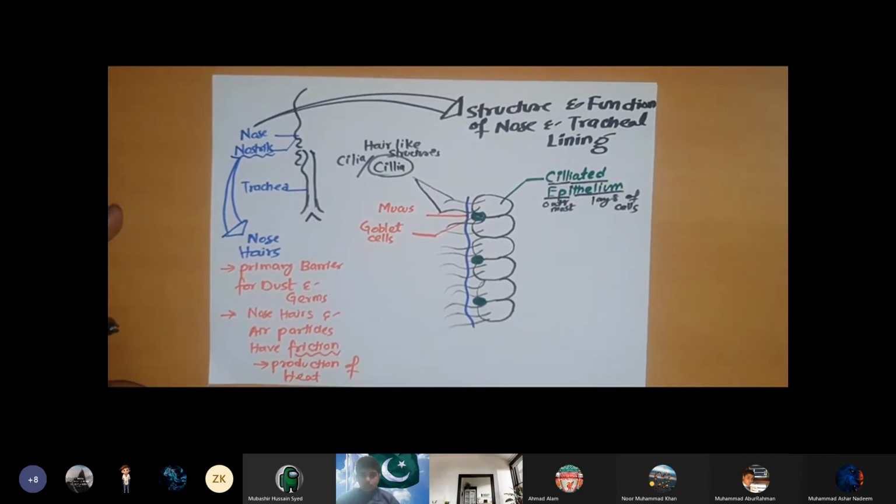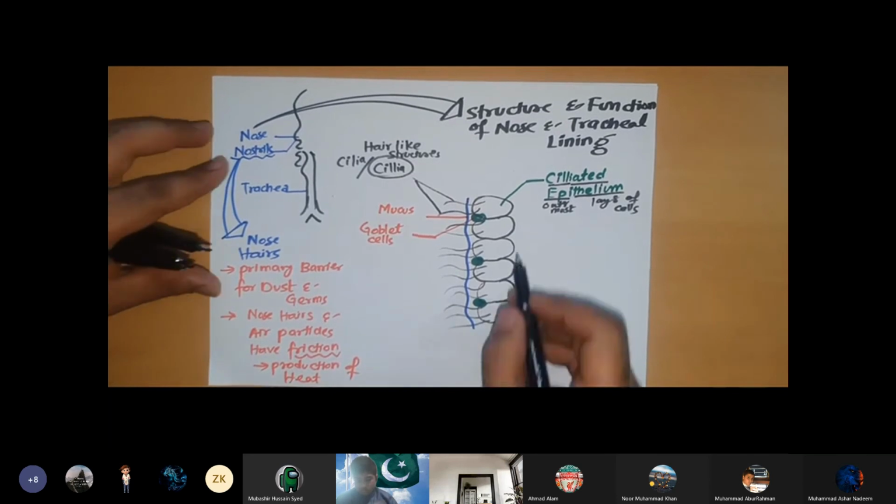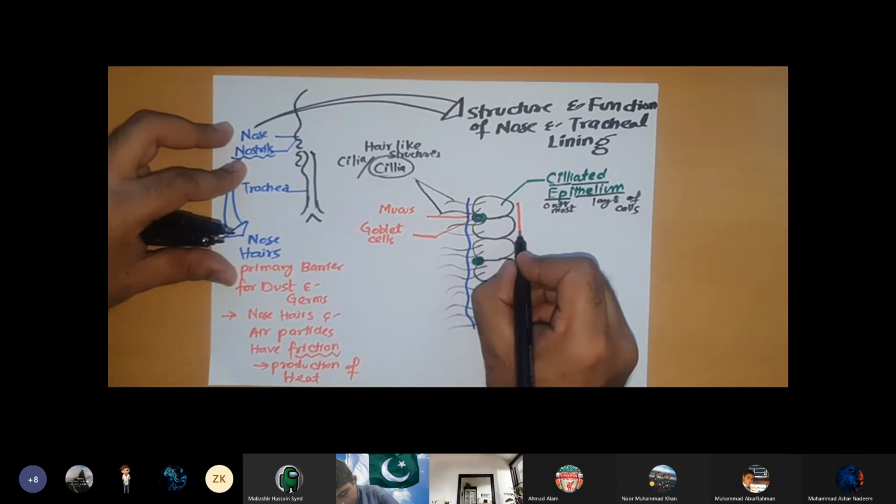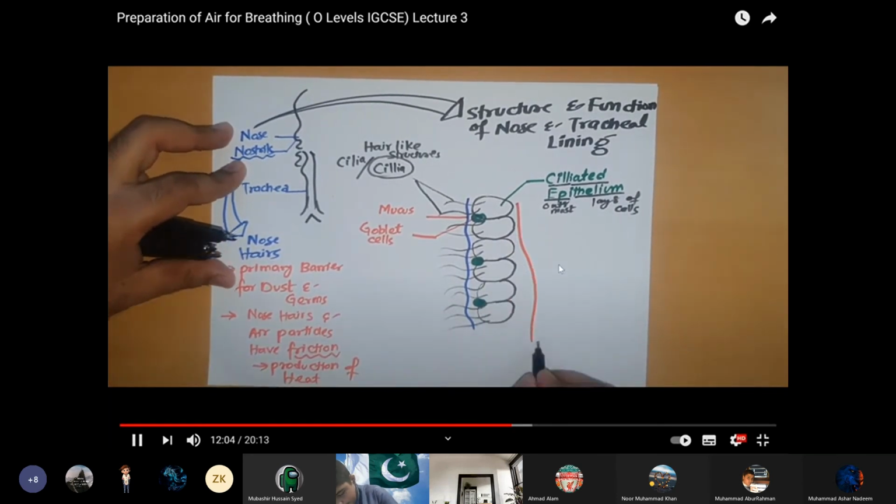Then behind the ciliated epithelium and goblet cells layer, there are blood vessels.